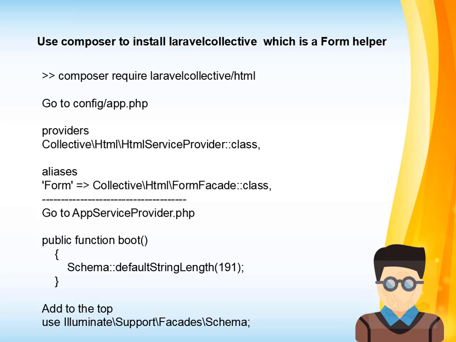Then go to AppServiceProvider.php and look for public function boot. In there we need to add Schema::defaultStringLength(191), and add to the top of this file: use Illuminate\Support\Facades\Schema. This is to eliminate the database error which will happen if we did not include this code inside AppServiceProvider.